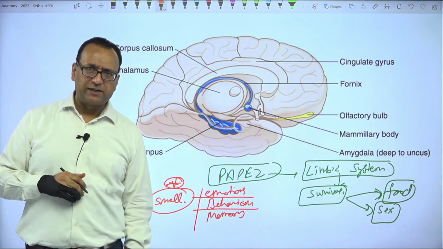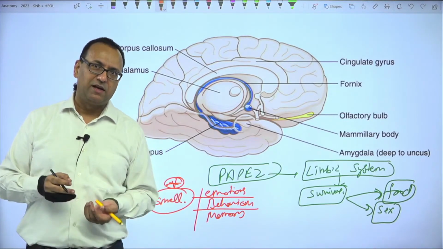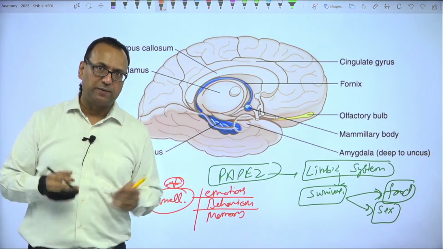Sir, what do you mean by better sex? Better sex means in early life you may have some girlfriends, but eventually you will settle with the lady who is your wife or husband.